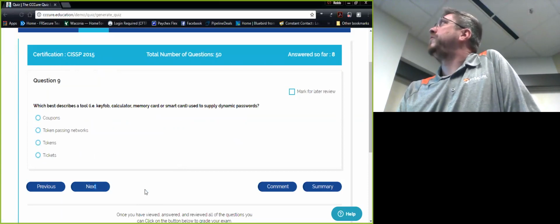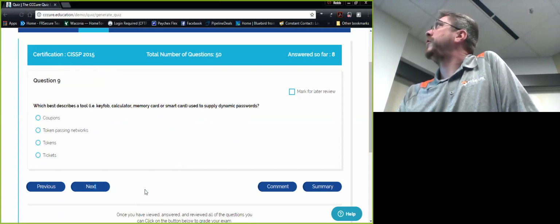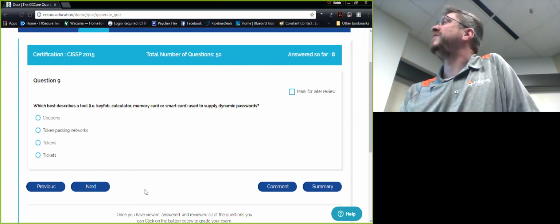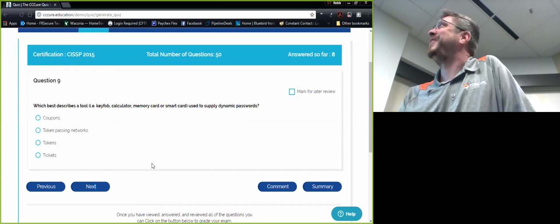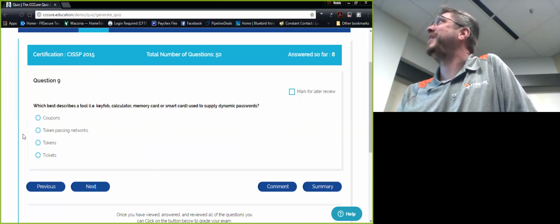Which best describes a tool, key fob, calculator, memory card, or smart card used to supply a dynamic password? Coupons? No. Token passing network? No, it's not a network. Token or ticket, I would say a token.